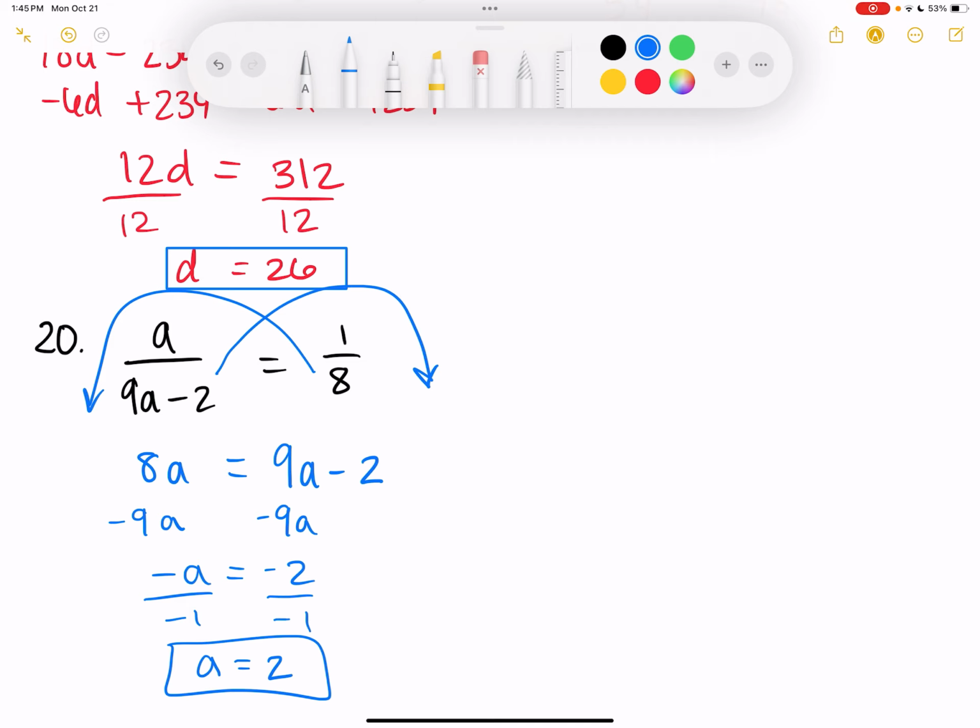Yes. A equals 2. Everyone agree? I agree that a equals 2. I did a possible dividing. All right, so when we multiply, we get 8a equals 9a minus 2. Obviously, that was all multiplied by 1, so it just stayed 9a minus 2. That's why it looks like that. Minus 9a on both sides, it gets negative a equals negative 2. Divide by negative 1, so a equals 2.